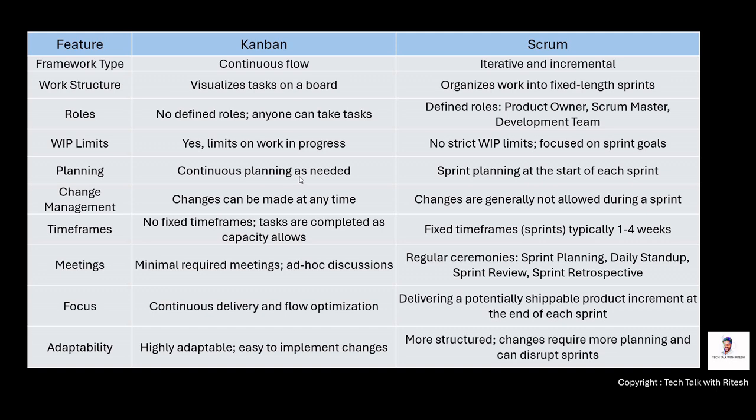Planning perspective, continuous planning is needed in this Kanban, whereas in Scrum, sprint planning at the start of each sprint, that is needed. Change management, changes can be made at any time, right? Anytime. So usually that's why Kanban is also used for, for example, if there is a production issue, L1, L2, L3 support fixing team. So that is also one of the use cases where we can use Kanban, because anytime if there is a production issue coming, that ticket should be taken by the team to work upon.